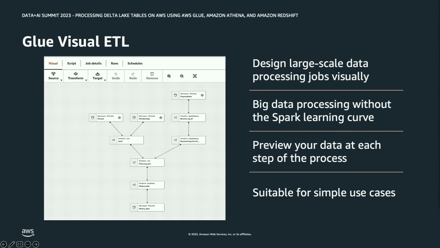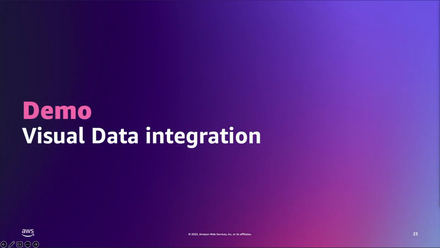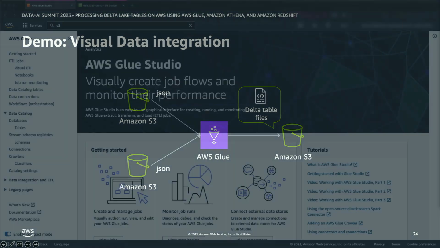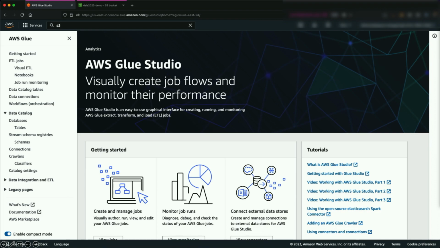In this demo, we will focus on visual data integration using the Glue Studio Visual Editor. Here's what we will demonstrate. First, we will define two data sources from an Amazon S3 bucket. Both are JSON datasets. Then we will add a join transformation between these two data sources, then ingest data into an Amazon S3 bucket using Delta Lake. Let me start the video.